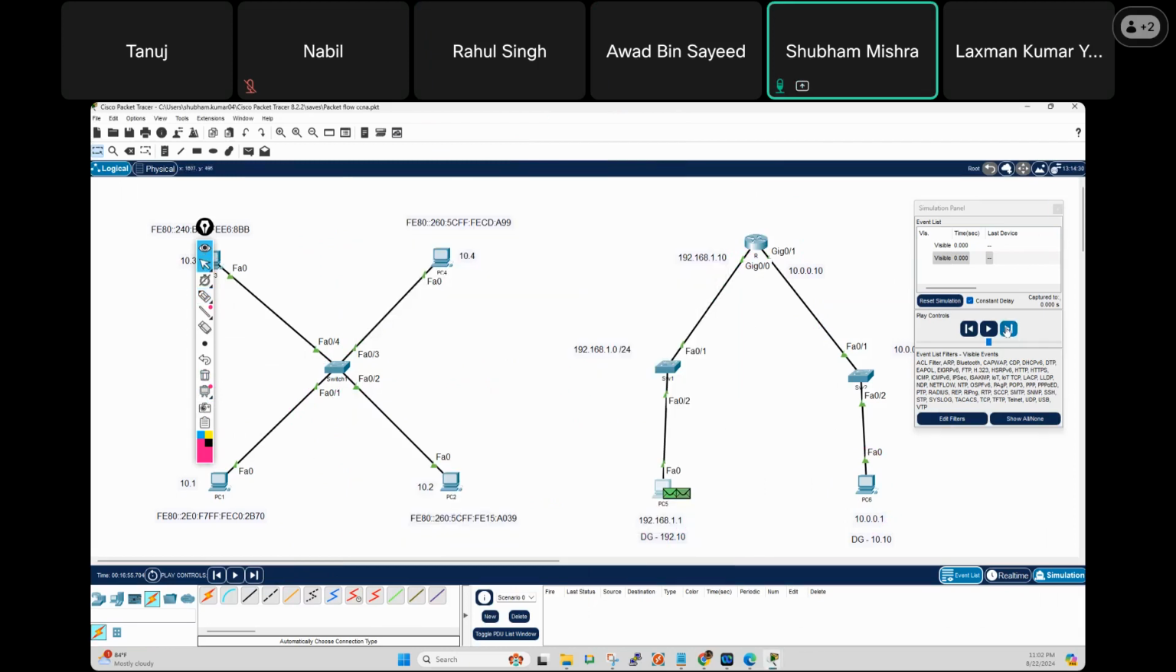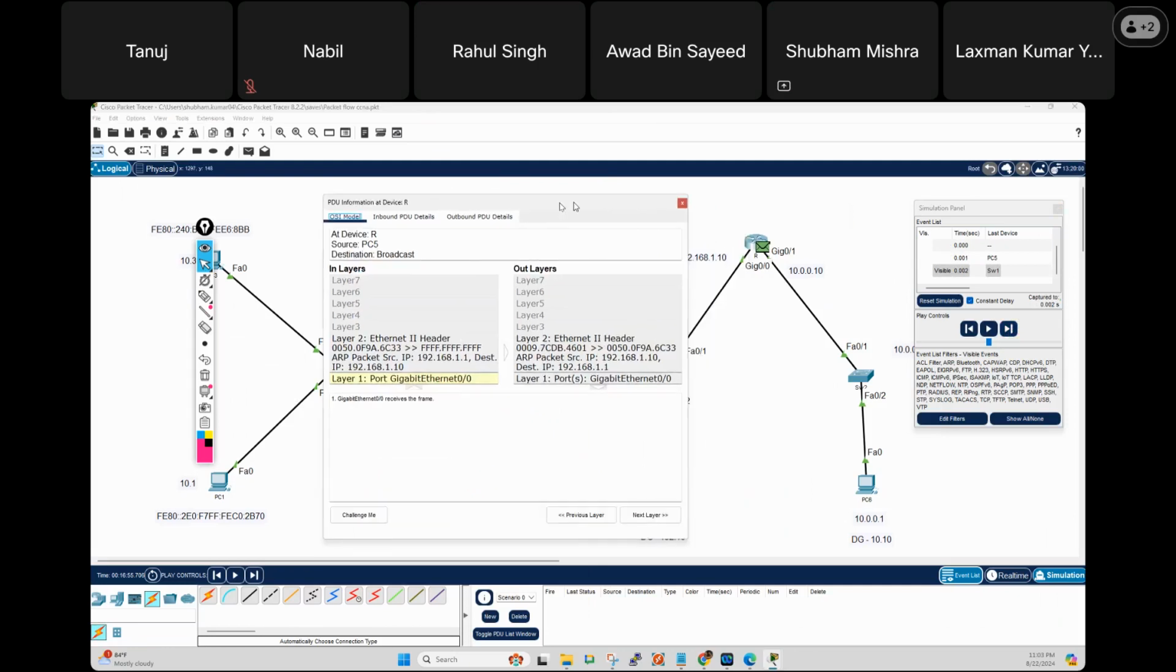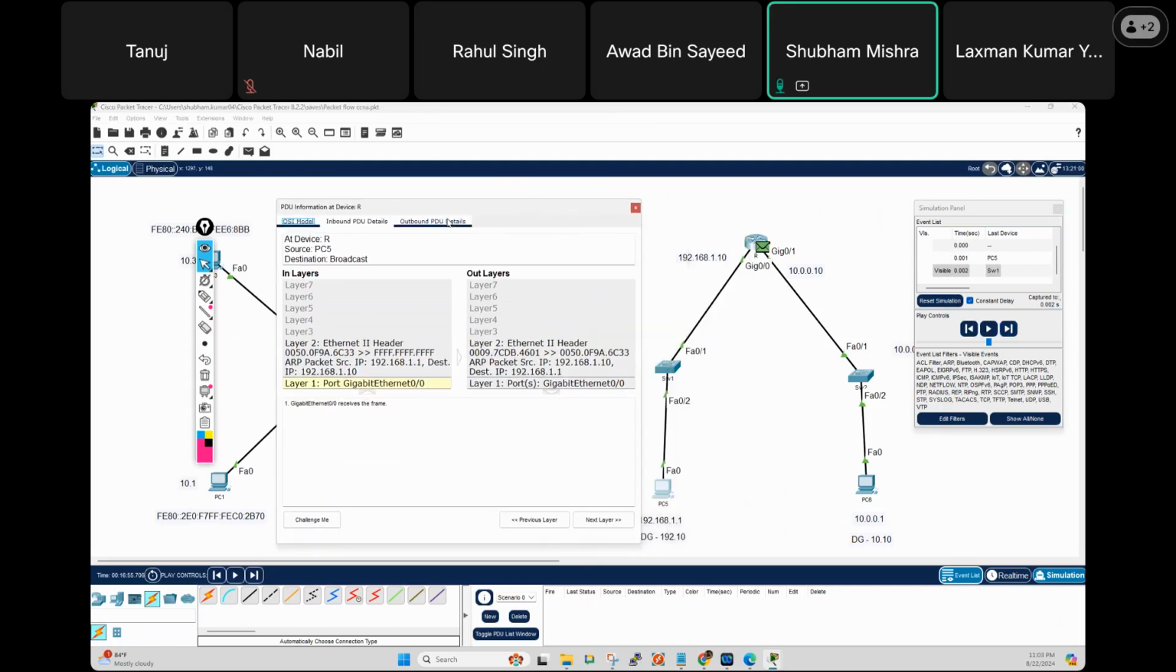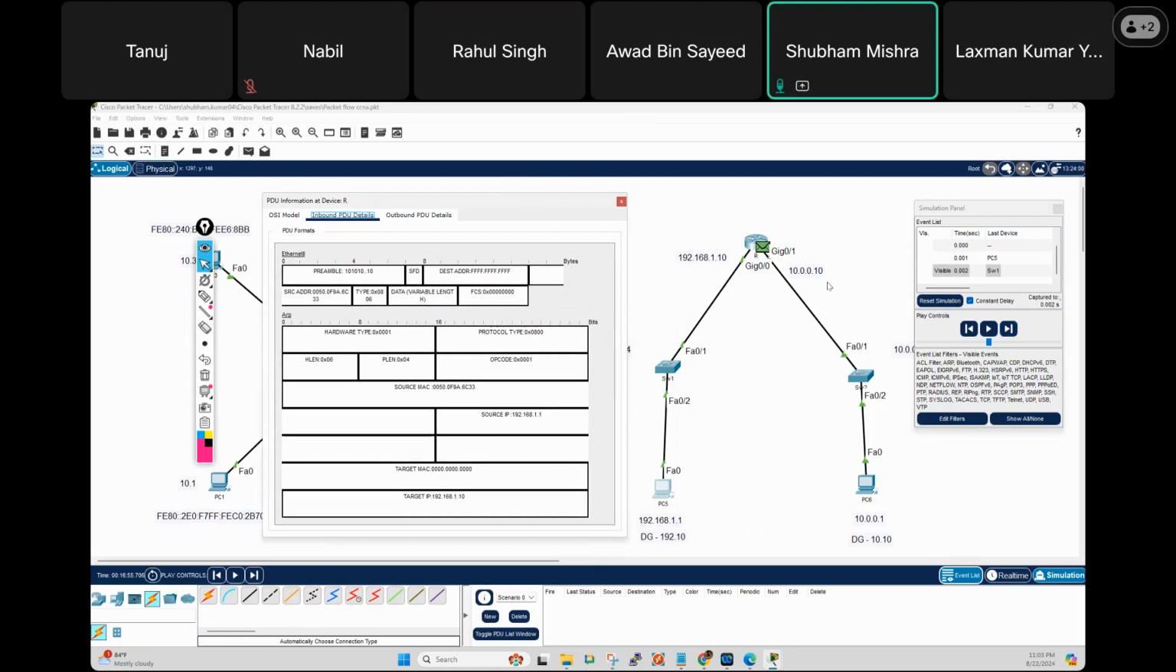So see, this packet will reach the switch, and the switch forwards this packet to the router. Now I am opening this packet. Everyone see very carefully. This is an inbound packet. It means the router receives this packet on gig 0/0. Yes or no? Okay. So in this packet, what is the source IP address?